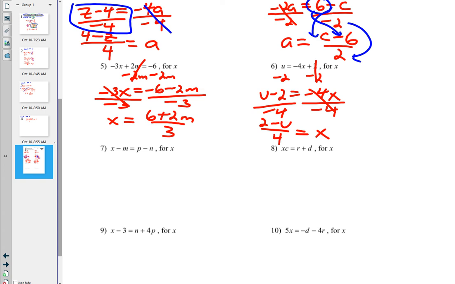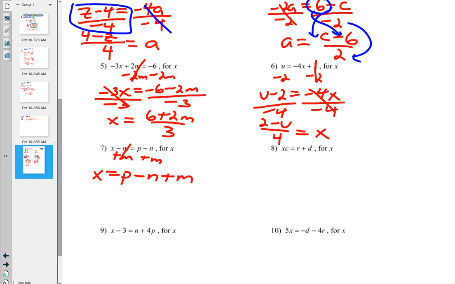Hey, look, I can still do a couple more. Look at this next one. This one takes one step. How do I get the x by itself? I want to solve for x. Cancel out the m. How? To add m. So plus m plus n. So this just ends up with x equals p minus n plus m. So just say it that way.